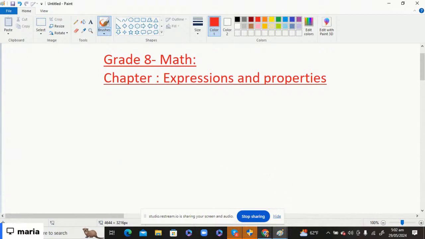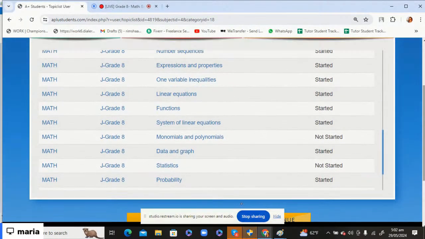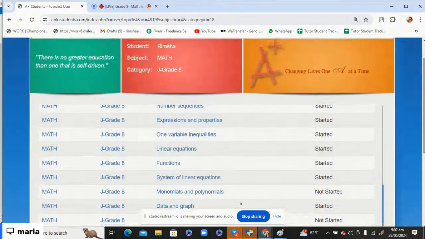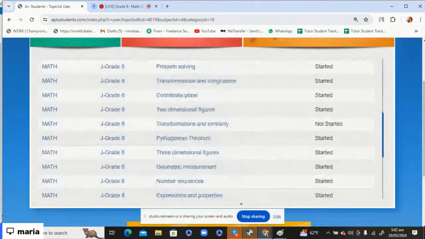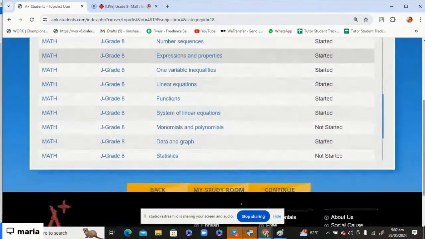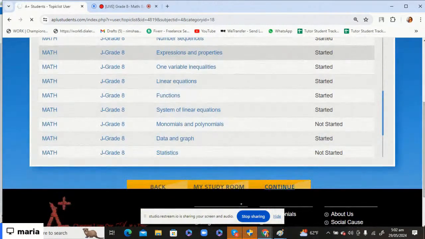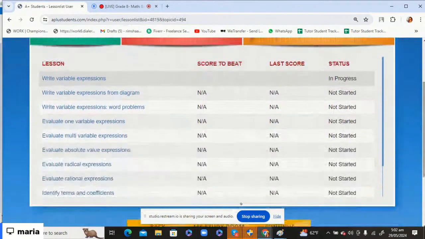So, here is the list of the chapters. You select maths from the subject tab, then go to grade 8, and there is the list of chapters. Today we are going to cover expressions and the properties, and we will discuss all these lessons.